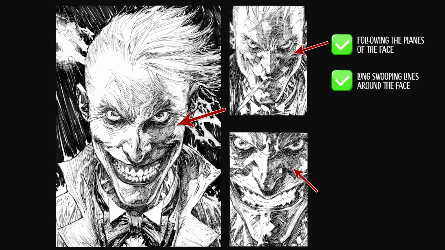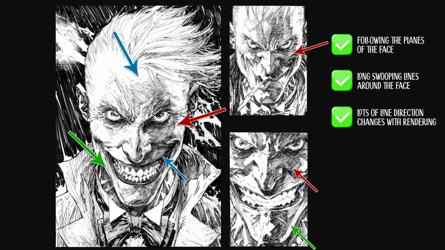We can see what we've learned so far. He's following the planes of the face. He has some swooping strokes that go around the face. But look at how many line direction changes there are, especially compared to quote-unquote normal characters. I think he does this because he's emphasizing the Joker's mindset. He is more than a bit scrambled mentally, so he's showing that, even on his skin and on the planes of the face, that it is showing through too.